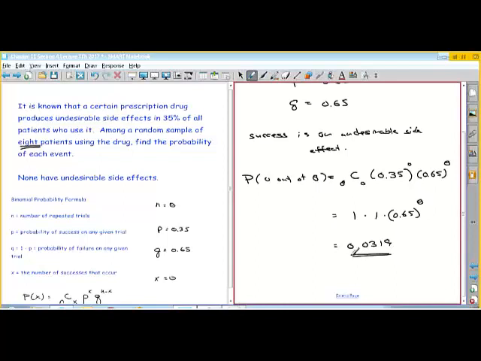And you could figure out the probability for 0, for 1, for 2, for 3, for 4, in terms of the number out of 8. And if you did that, you would get 9 numbers, and you could get a probability distribution out of that. What do you think the most likely number of people out of 8 to have the side effect would be? If you picked a sample of 8 people, how many people out of that 8 would you think would have an undesirable side effect?